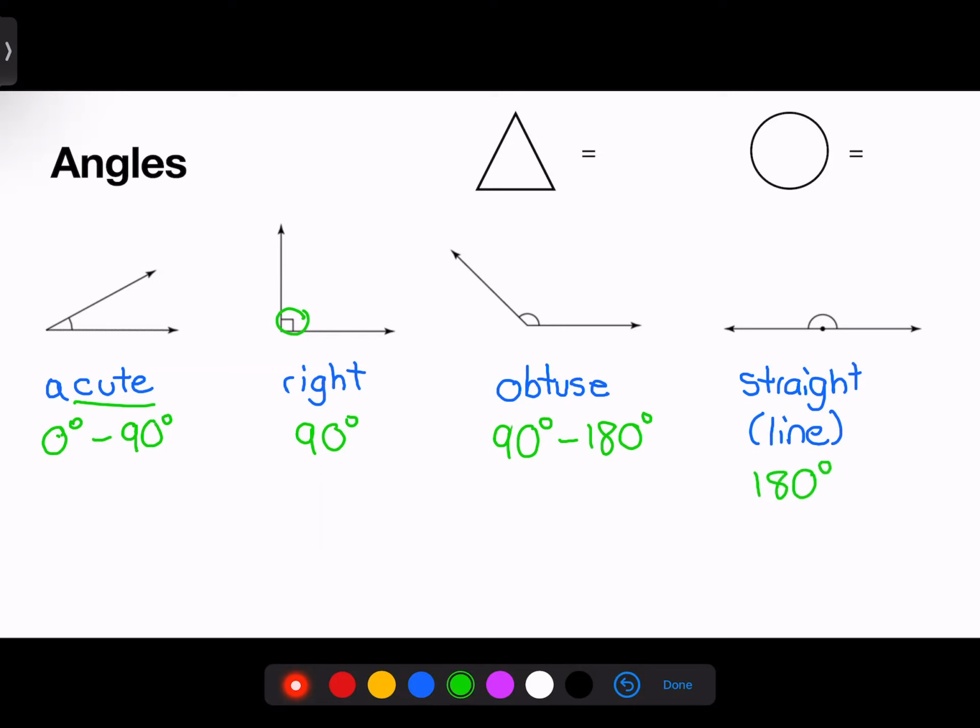As a side note, triangles are exactly 180 degrees as well. All of their angles will add up to 180. Circles are 360 degrees, which you've probably heard in everyday conversation.